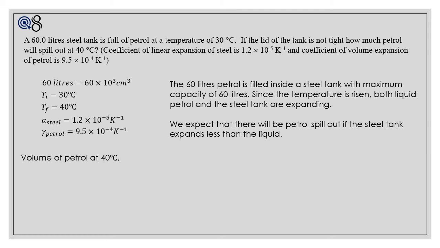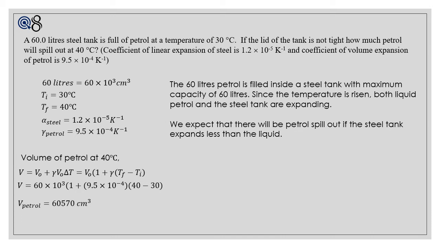So for now, we should find the value of the volume of petrol at 40 degrees Celsius by using the equation for volume expansion, which is V equals V naught plus gamma V naught delta T. We expand the equation, substitute the data that we have extracted earlier, and we get the petrol volume at 60,570 centimeter cube.